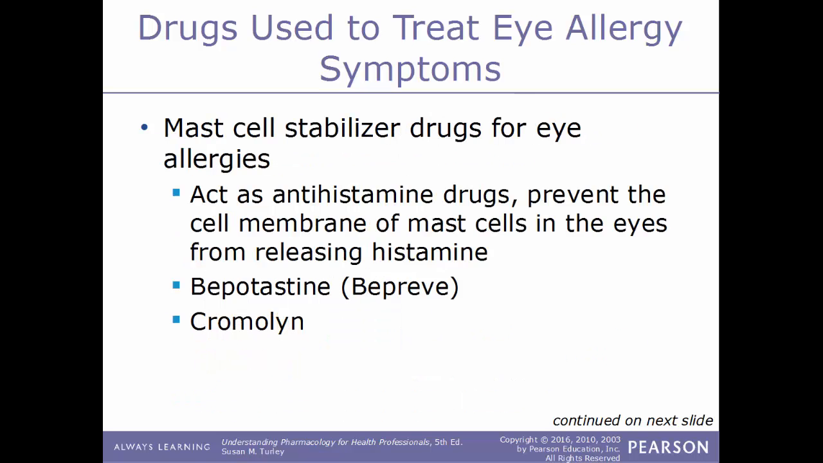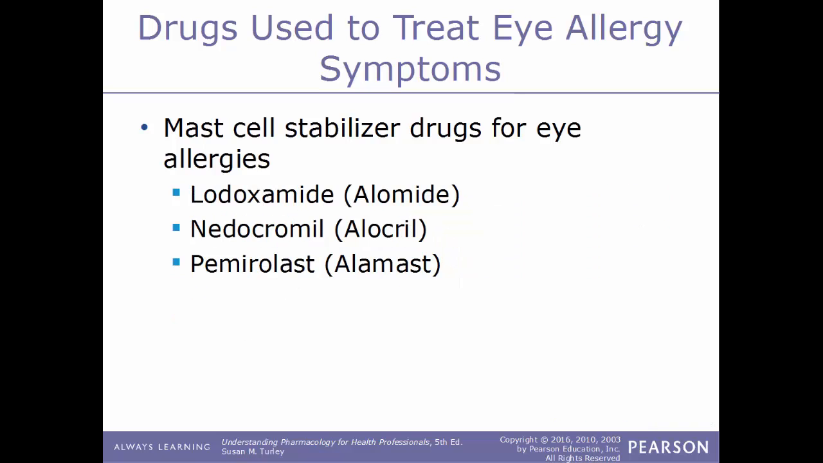Another type of drug that would be used to treat eye allergies are mast cell stabilizer drugs. These act like antihistamine drugs because they prevent the cell membrane of the mast cells within the eyes from releasing histamines. Some examples of this type of drug: bepotastine, which is sold under the name Bepreve; and cromolyn. Other examples of mast cell stabilizer drugs: lodoxamide, which is sold under the name Alomide; nedocromil, which is sold as Alocril; and pemirolast, which is sold under Alamast.